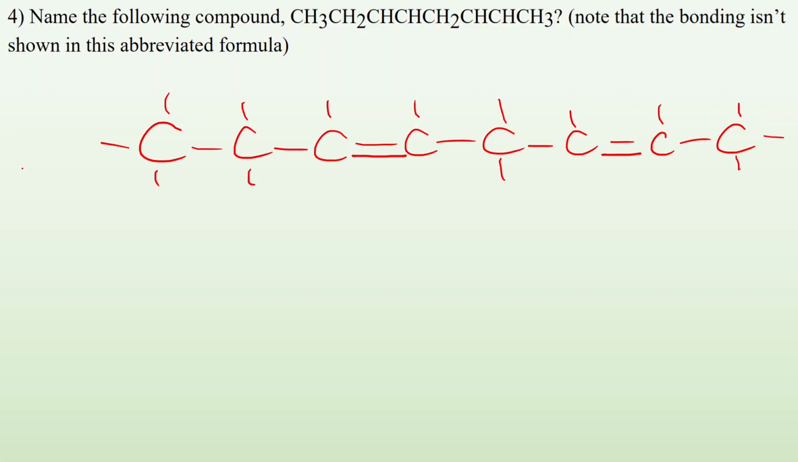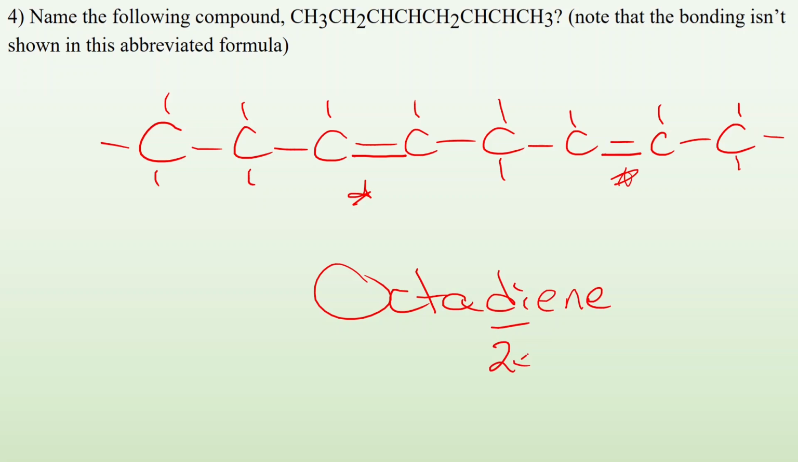So let's name the chain. How many carbons are there? 1, 2, 3, 4, 5, 6, 7, 8. So there's 8. So I say oct. And then, hey, wait a minute, there's 2 alkene groups. So we say octadiene, where the di means that there's 2 of them, and the ene means that there's a double bond.